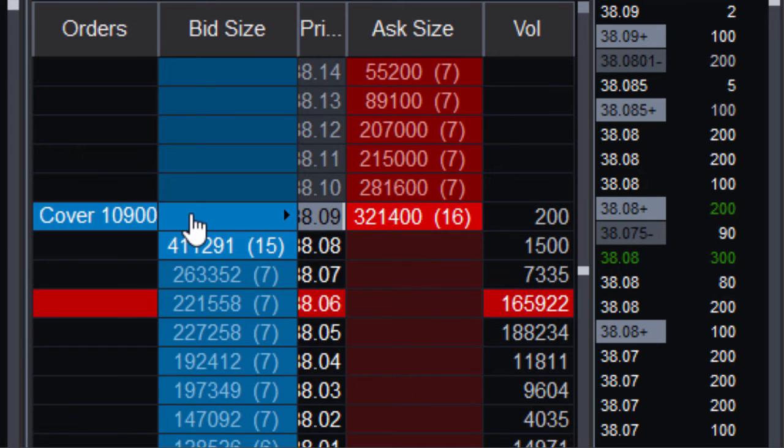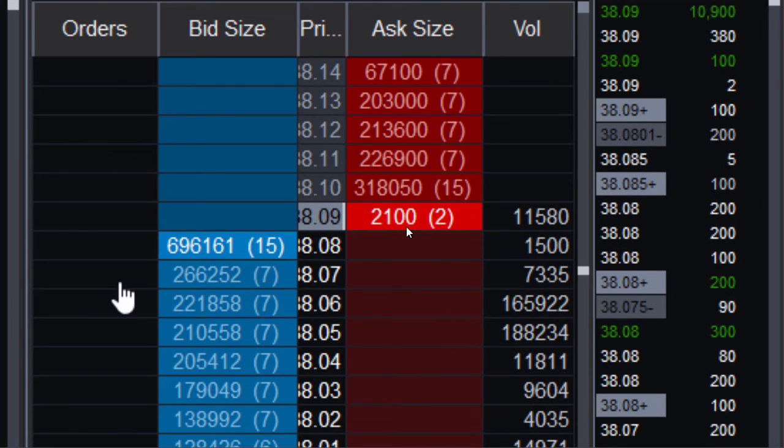But no one's hitting it, as you see. And there goes the offer. I see the offer disappear. I don't hesitate. I click out. The majority of that's my 10,900, obviously, since 11,500 is a total. And I exit the trade for a loss, which is the right play.